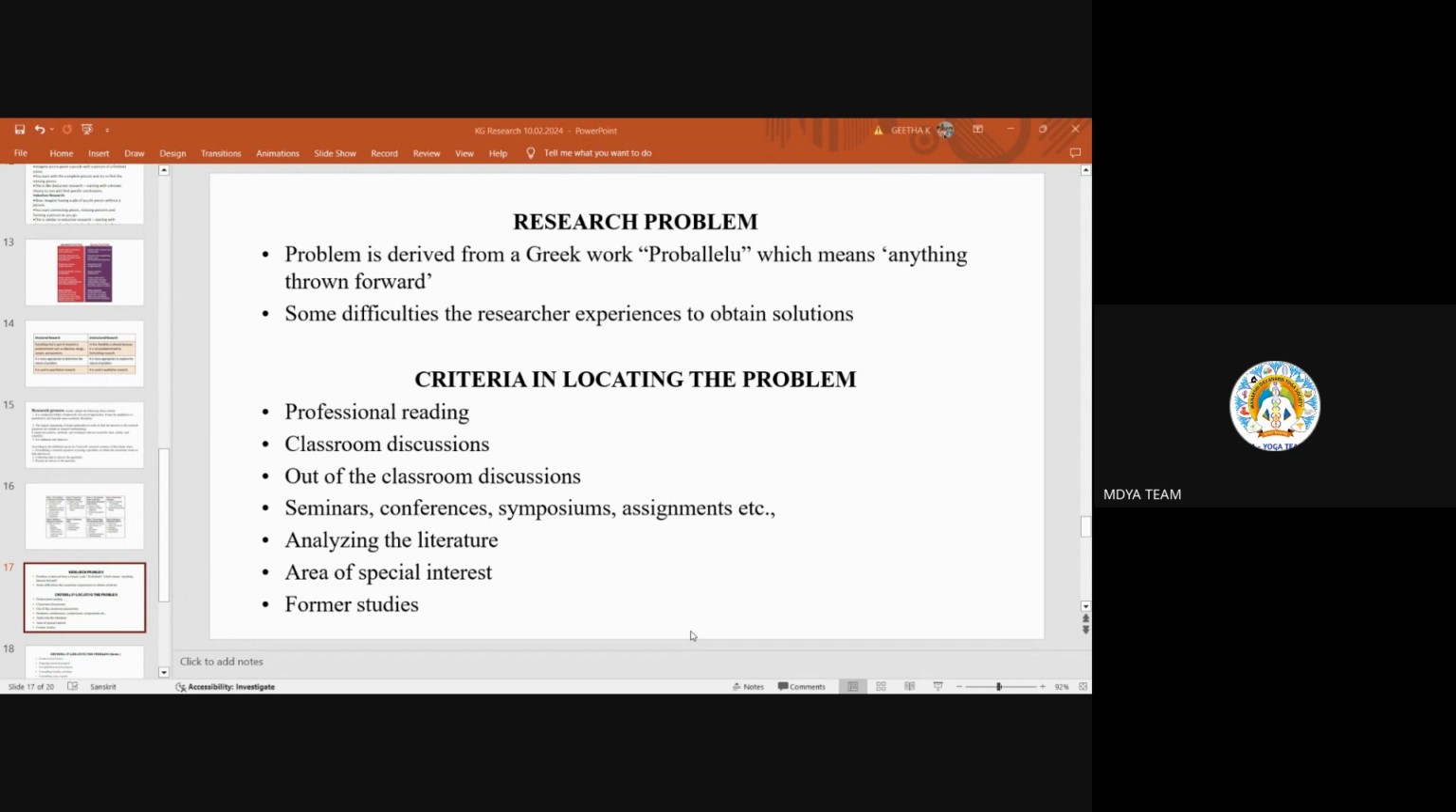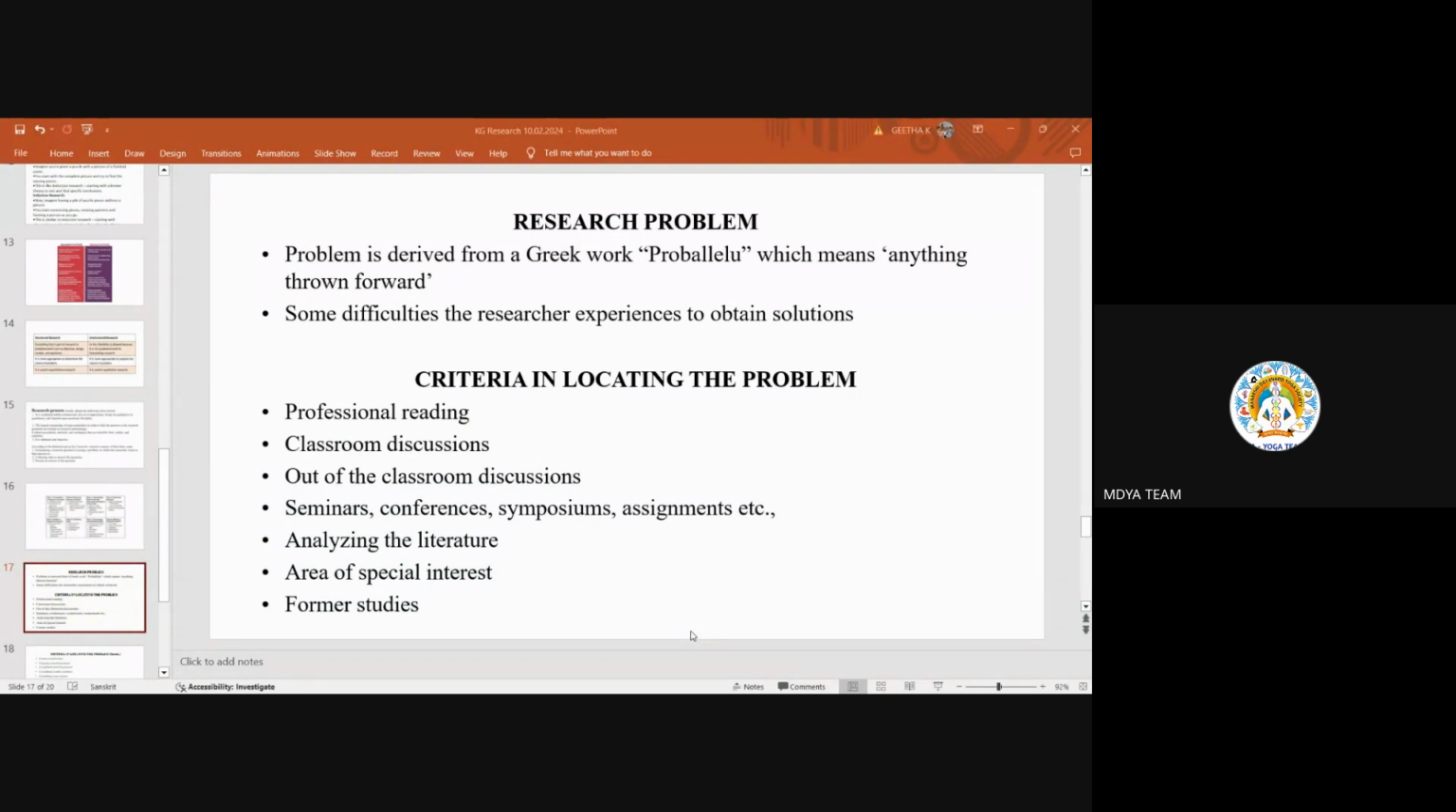Many journals are coming nowadays. E-journals are there, hard copies are there, and each and every institute and university has its own journal. Like Kaivalyadhama, they have their own journal. Like this, almost all universities have their own journal. So such professional, regular reading is really helpful, where real problems are regularly discussed by the experts. And then classroom discussion.